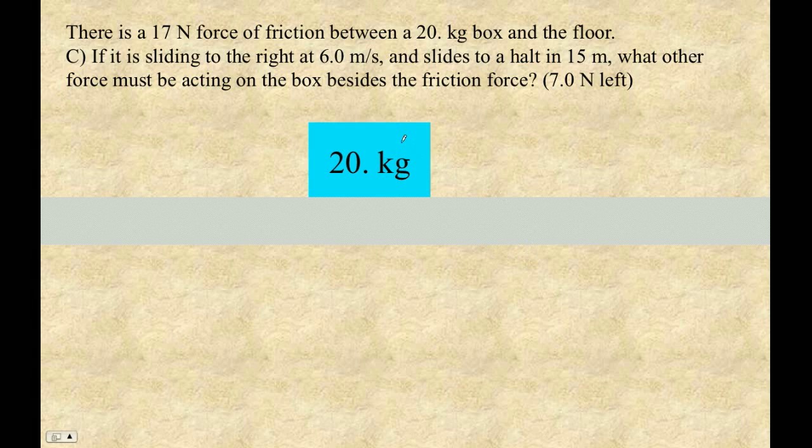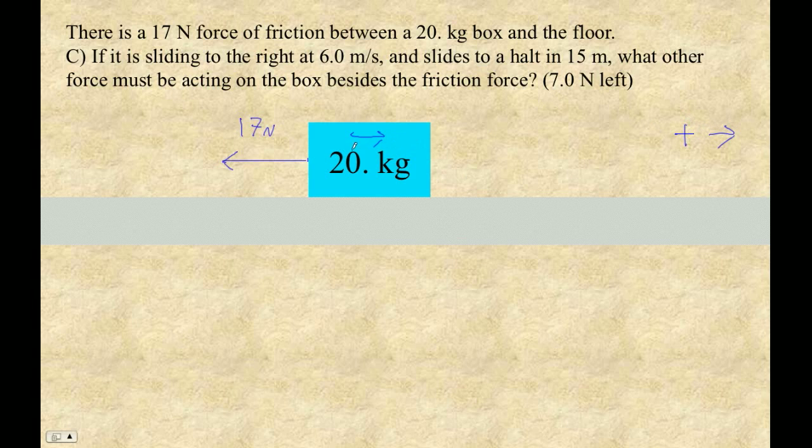So okay, it's sliding to the right. If it's sliding to the right, we know that the friction force is going to be to the left. So there's our 17 newtons. It's sliding to the right. Friction is to the left. We're going to make positive that way.